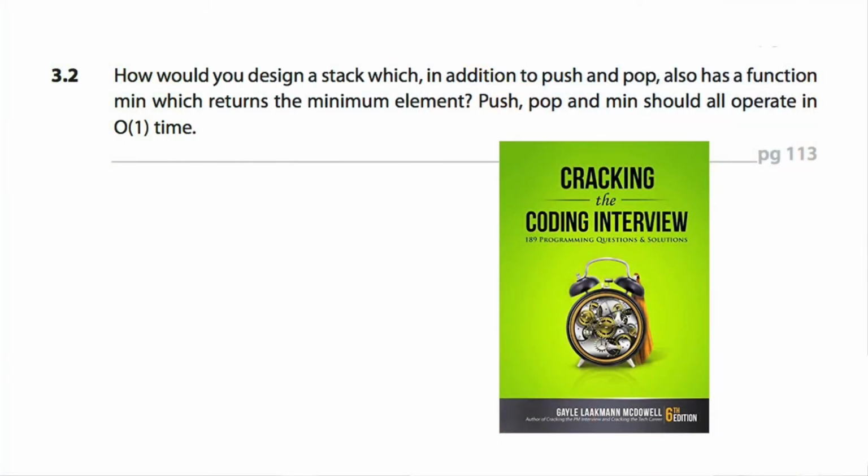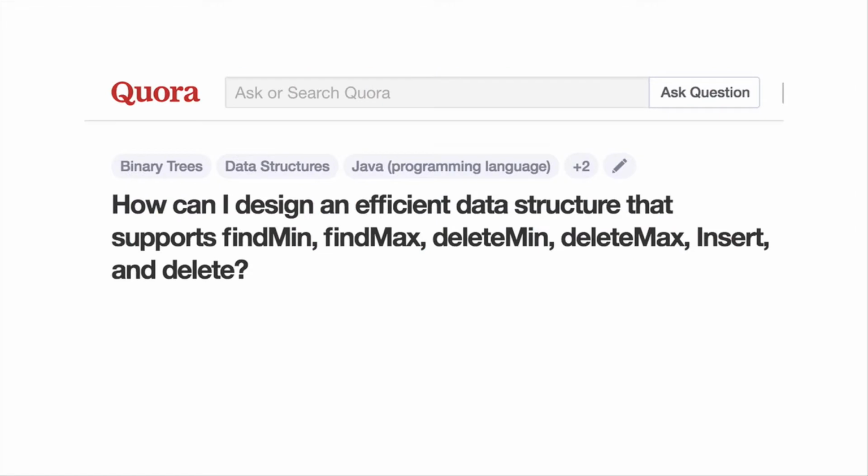Here's a classic one from Cracking the Coding Interview. How would you design a stack which, in addition to push and pop, also has a function min, which returns the minimum element? So we have these three methods, push, pop, and min, which we need to implement all efficiently. Another one from Quora. There's dozens of these on Quora, or more dozens until I get tired of looking at them. I want to support find min, find max, delete min, delete max, insert, and delete.